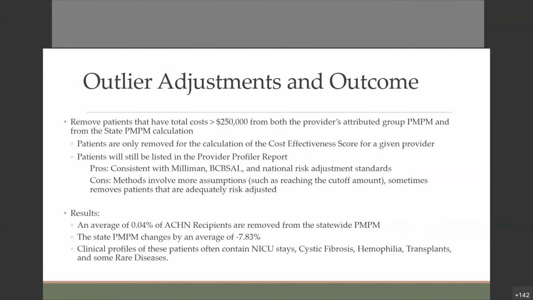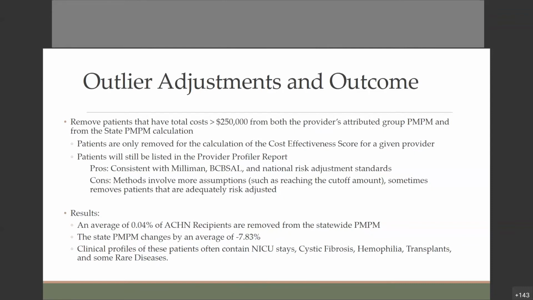And I think y'all know this because y'all have been bringing it up to us, but I did want to point out that the clinical profiles of these patients often contain NICU stays, cystic fibrosis, hemophilia, transplants, and other rare diseases. And the more important thing here is to notice that not all of the patients are necessarily going to always be in that outlier group and taken out. Sometimes it's an acute situation, and then they will be put back into your PMPM calculation.